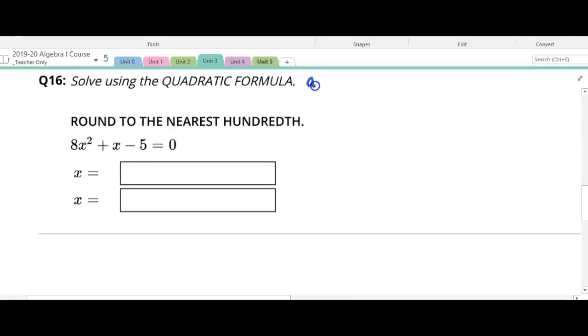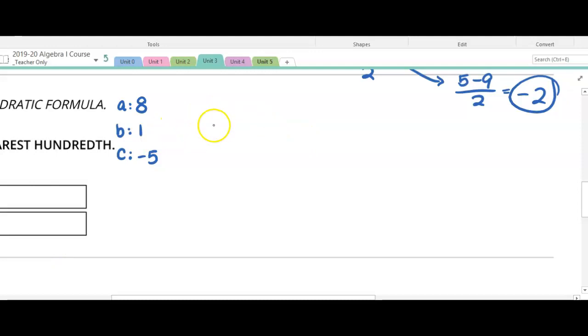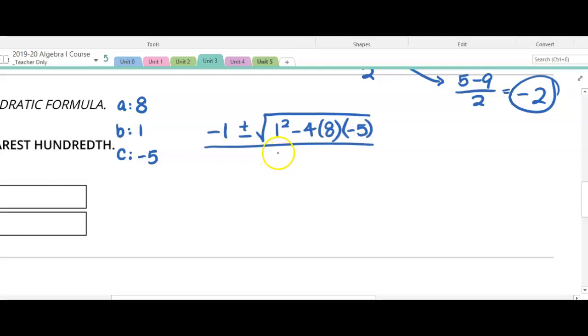Again, with the quadratic formula, A, B, C. A is 8, B is 1, C is -5. Substituting straight into my formula, -b plus or minus the square root of b squared minus 4 times A times C, all over 2 times 8, which is 16. Simplifying, I get -1 plus or minus the square root of 1. Let's see, that would be 20 times 8. 20 times 8 is 160 plus the 1 is 161, over 16.